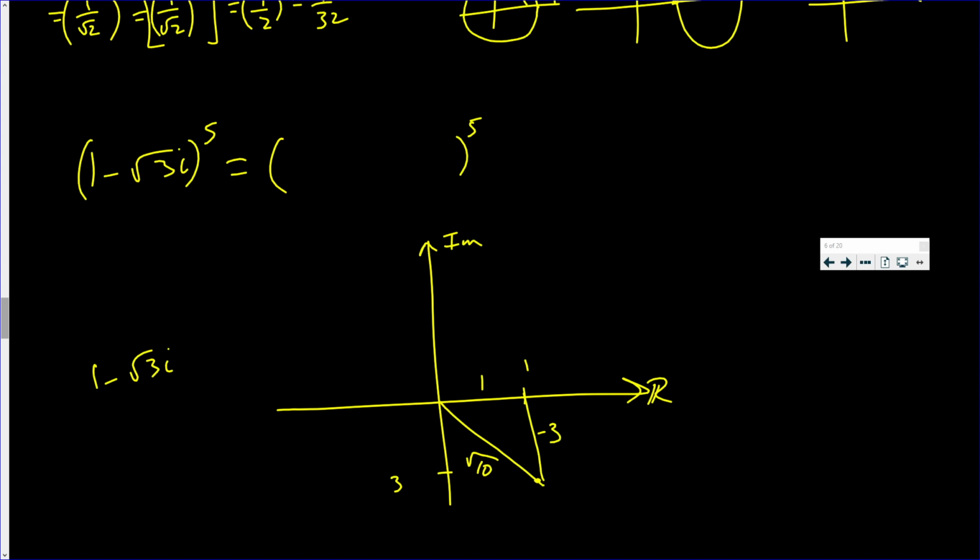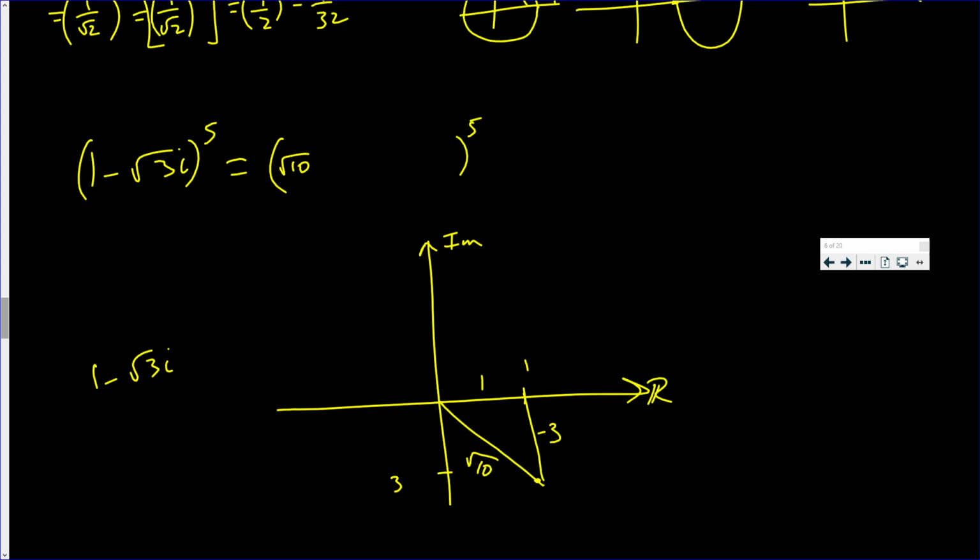Okay. So we found R. It's the square root of 10. The question is, what is the angle? And I think I messed up with the numbers that I'm using.